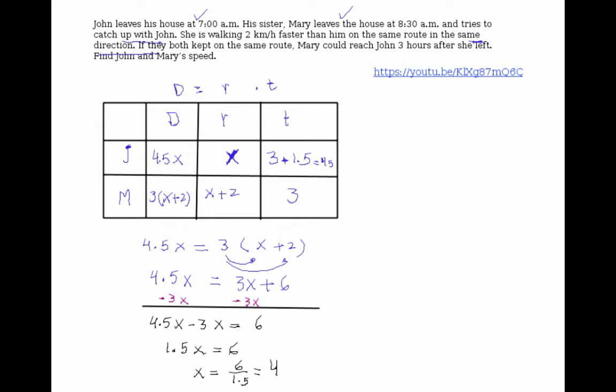Now don't forget, you need to put the units here. What would be the unit here? Yeah, so that would be kilometers per hour. That would be the rate or speed of who? John. And then what would be the rate for Mary? I'm going to add 2 to that. That would be x plus 2, which is equal to 4 plus 2, which is 6 kilometers per hour. You can write this in a whole sentence, but that's how you solve it.